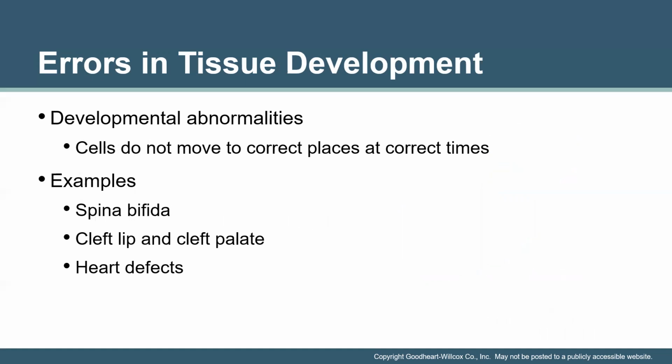The relevance of anything that differentiates, and even in this process, is that developmental abnormalities can be investigated if we understand how and when all of this happens. Developmental abnormalities are when a cell does not move to the correct place at the right time. So examples would be spina bifida, which is a birth defect that involves the nervous system, and there's a neural tube defect within that.